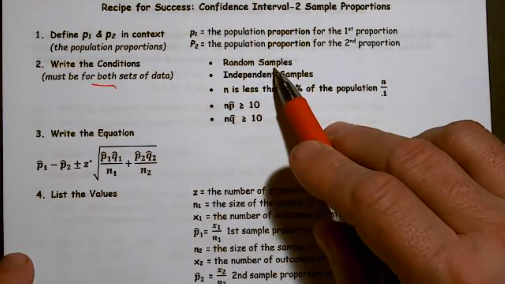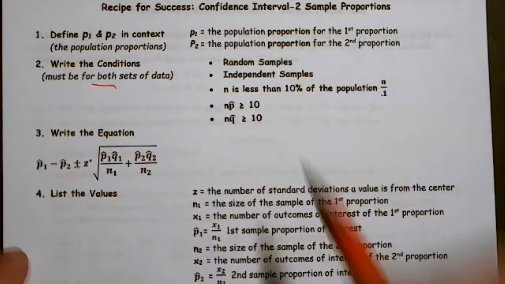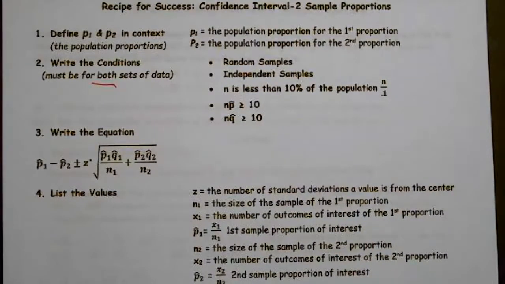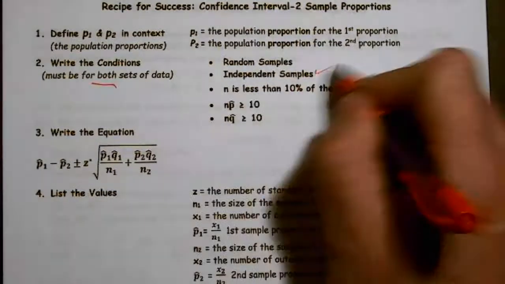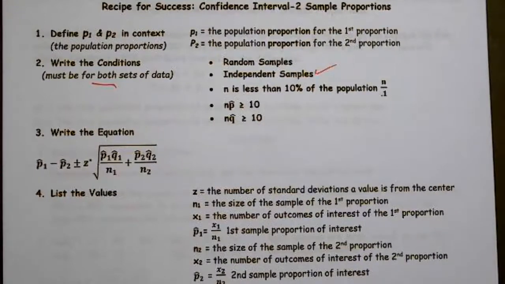So we need random samples. We need independent samples. And by the way, when does this come into play? Anytime we have two separate groups, and they need to be independent. With means, we needed two independent groups. Even if it was paired, the differences needed to be independent, so one paired difference was different from the next. That's where independence comes in. So it's only added when we're working with groups of two.